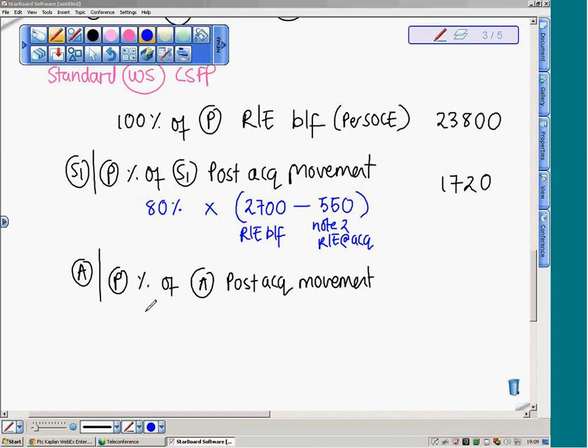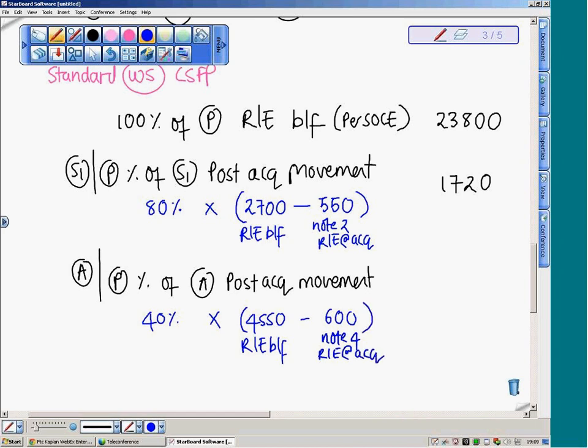This will be a calculation where you take the 40%, the parent's holding in that associate, multiplied by the retained earnings position of Palmer forward. We can compare that to the position at acquisition, this 100, which they do tell us in note 4. So we know the retained earnings at acquisition. That gives us the post-DAC movement.